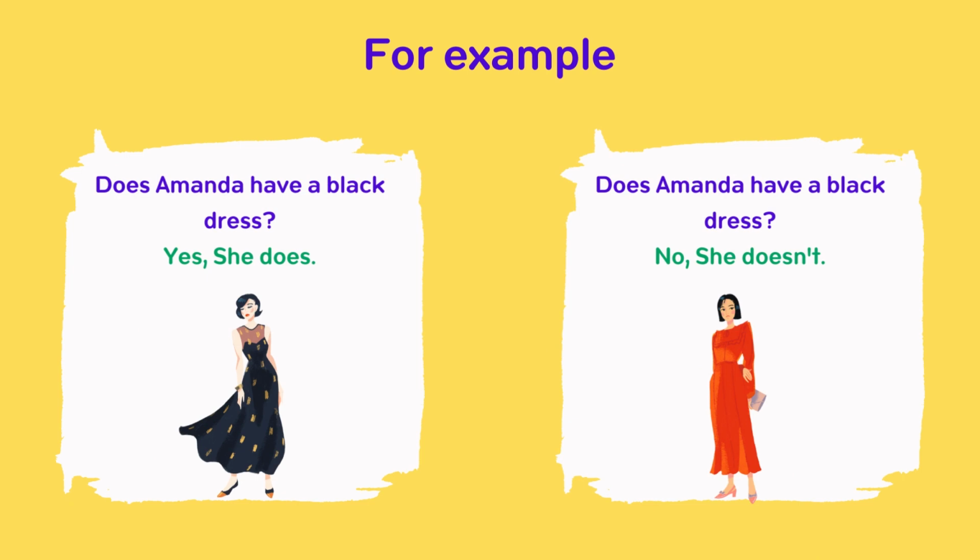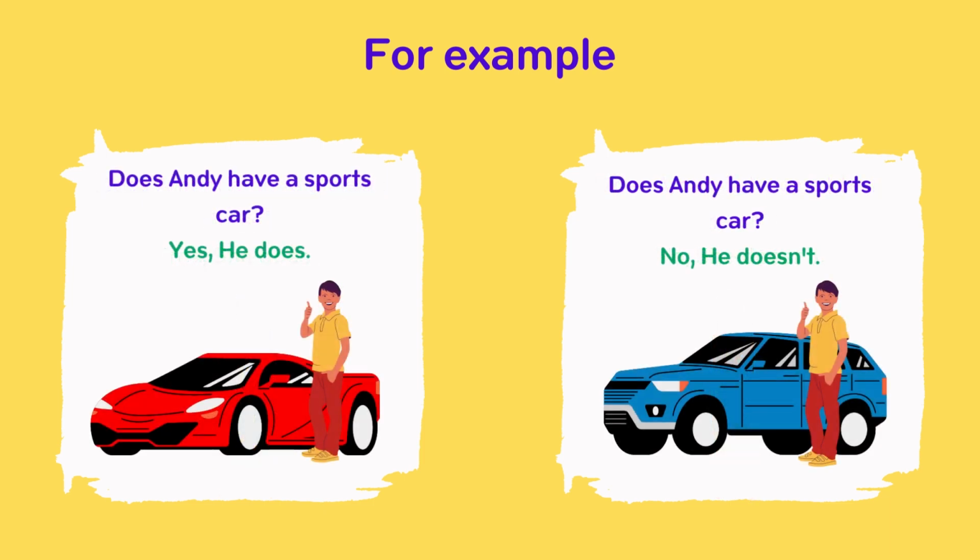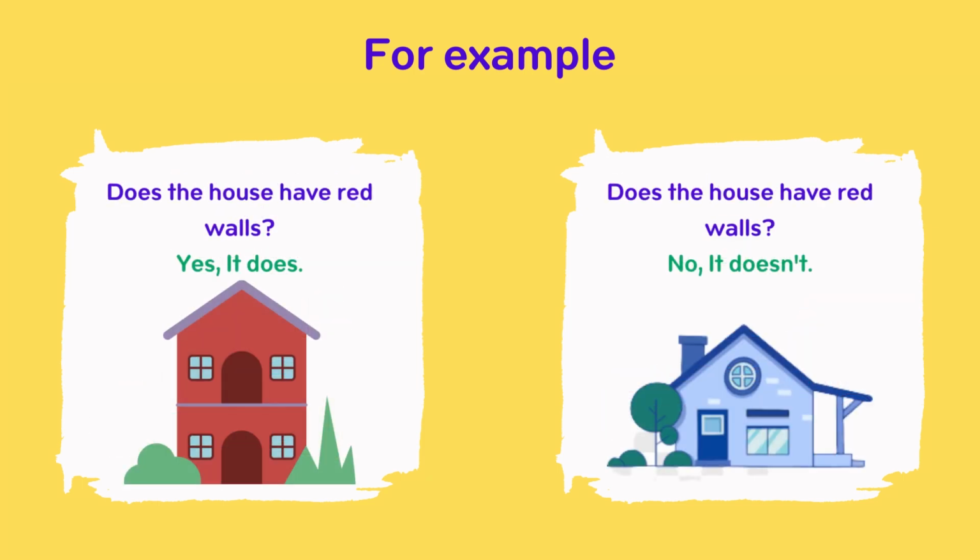Does Amanda have a black dress? Yes, she does. No, she doesn't. Does Andy have a sports car? Yes, he does. No, he doesn't. Does the house have red walls? Yes, it does.